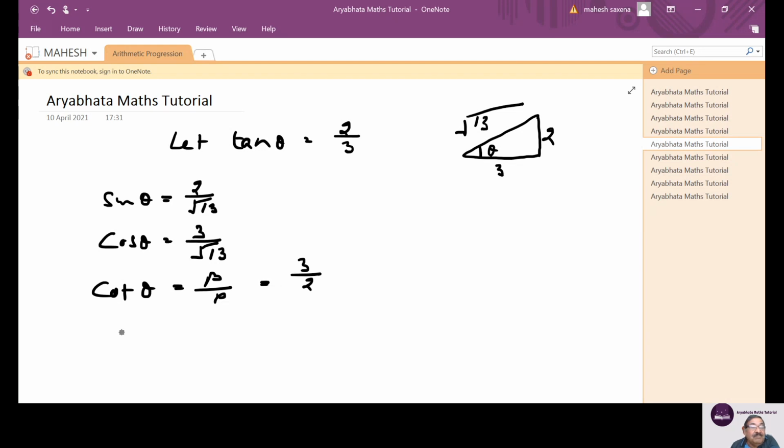Sec theta is hypotenuse upon base. In this case, hypotenuse is root 13, base is 3, therefore it will be root 13 upon 3. And cosec theta is equal to hypotenuse upon perpendicular. In this case, hypotenuse is root 13, perpendicular is 2, therefore it will be root 13 upon 2.